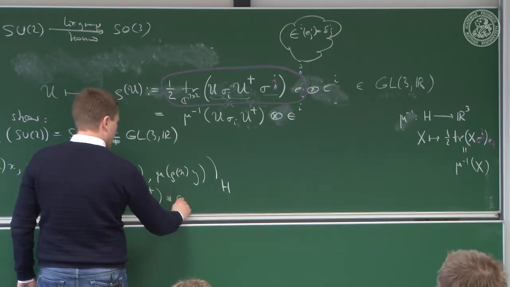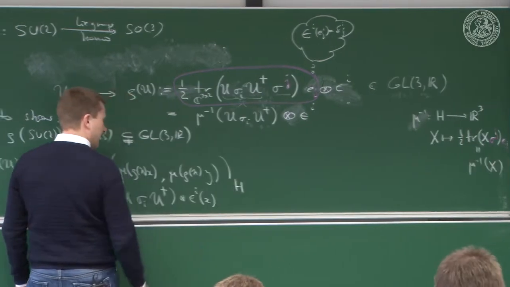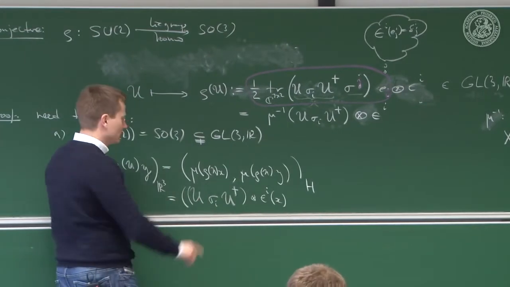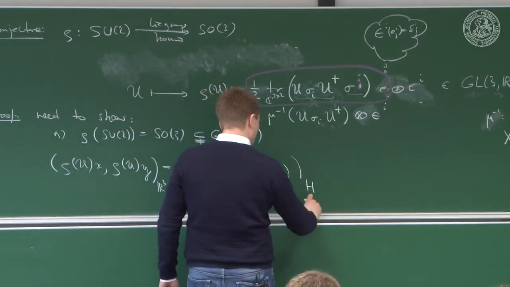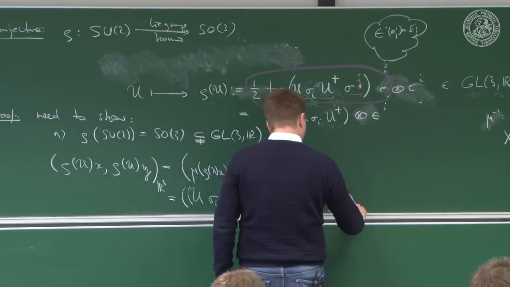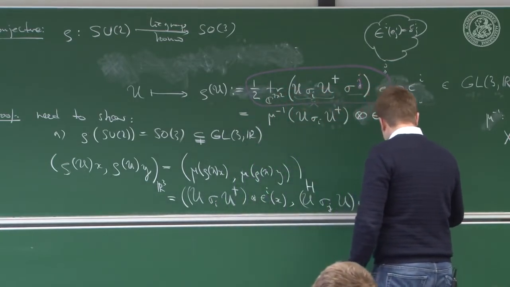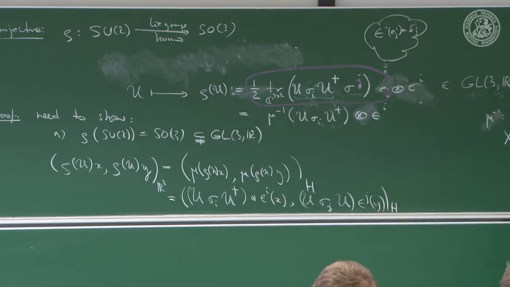tensor epsilon I acting on the vector x, right? Because it's a map that acts, u sigma j u epsilon j acting on the vector y on this H space. But the mu also, shouldn't it also act on the epsilon, on the tensor epsilon? If we leave out the mu and the mu inverse, nevertheless the mu has to act on the epsilon, doesn't it?